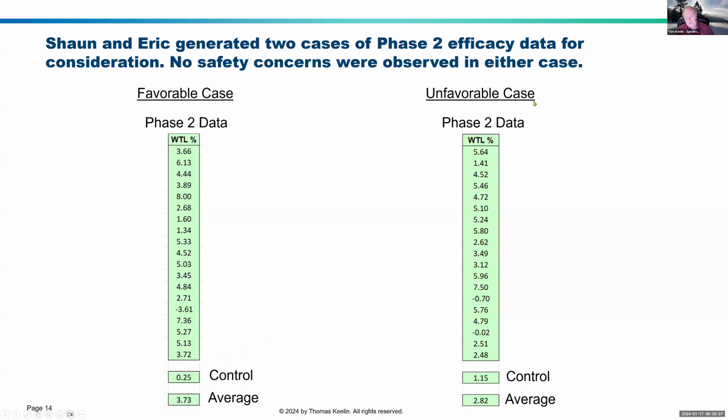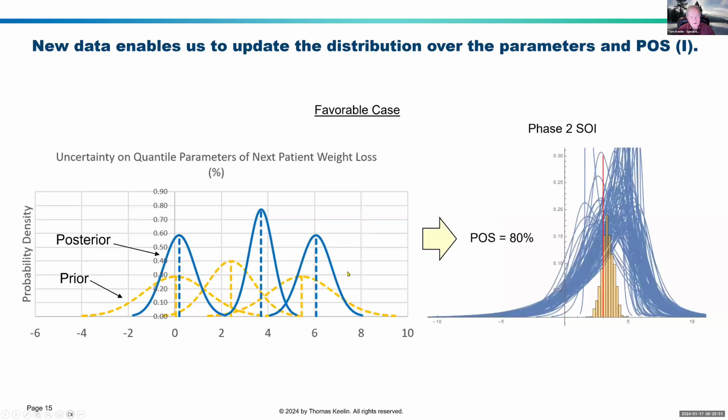He also generated a phase 2 case where the overall average is a little bit less than the success criterion. And I'll use these 2 cases to, one, show how one could update one's state of information, and two, how you would update the probability of success based on the updated state of information. Now I'm going to start by going to the end, because I think that's the easiest way to understand it.